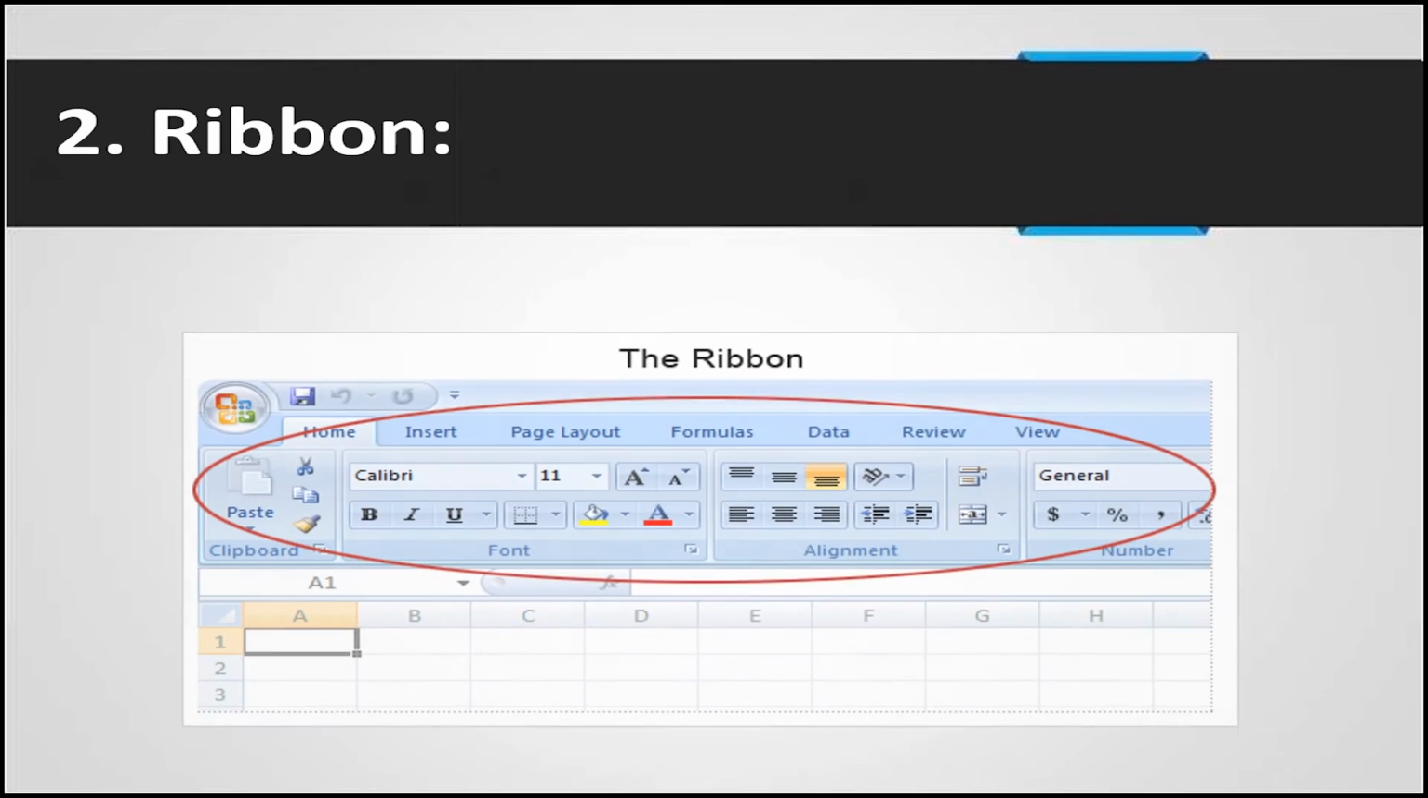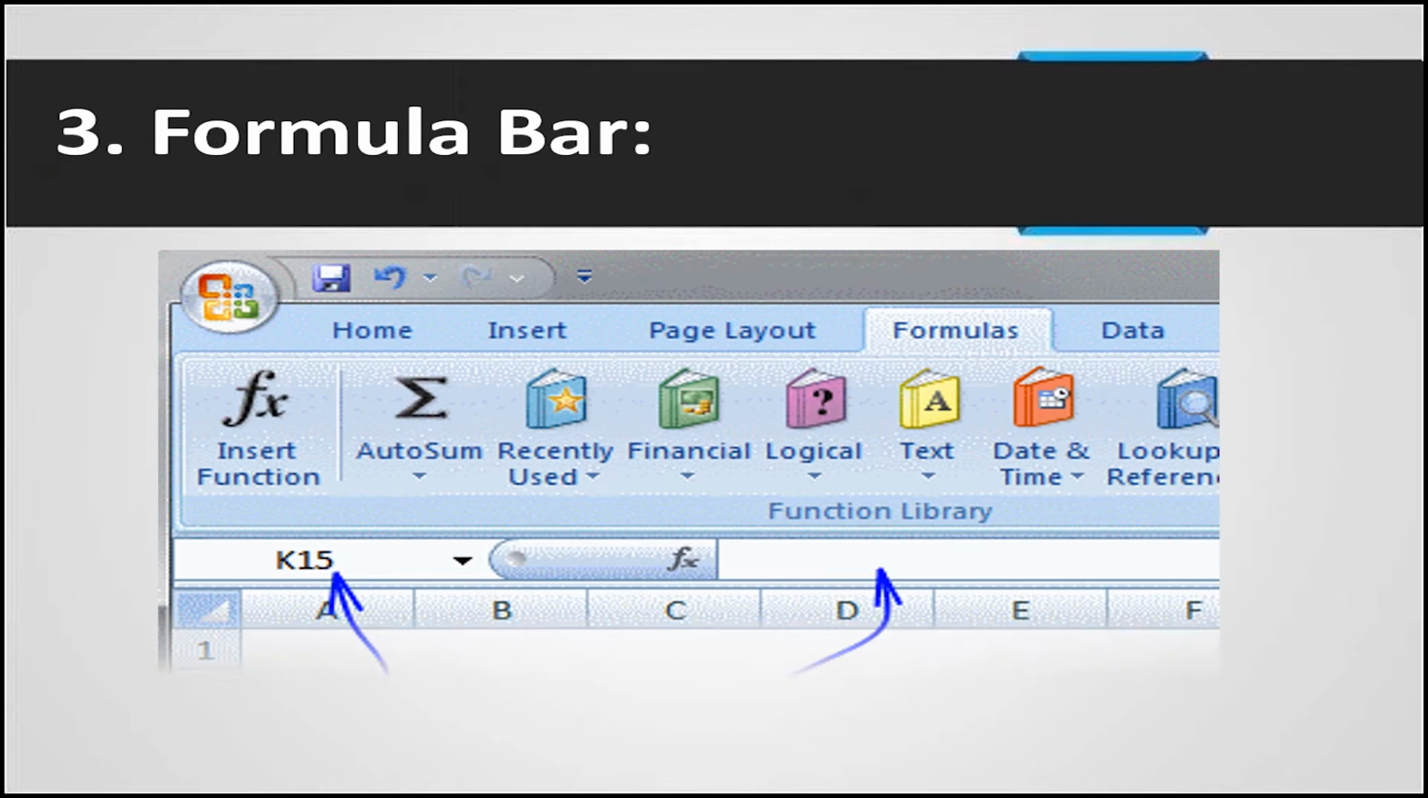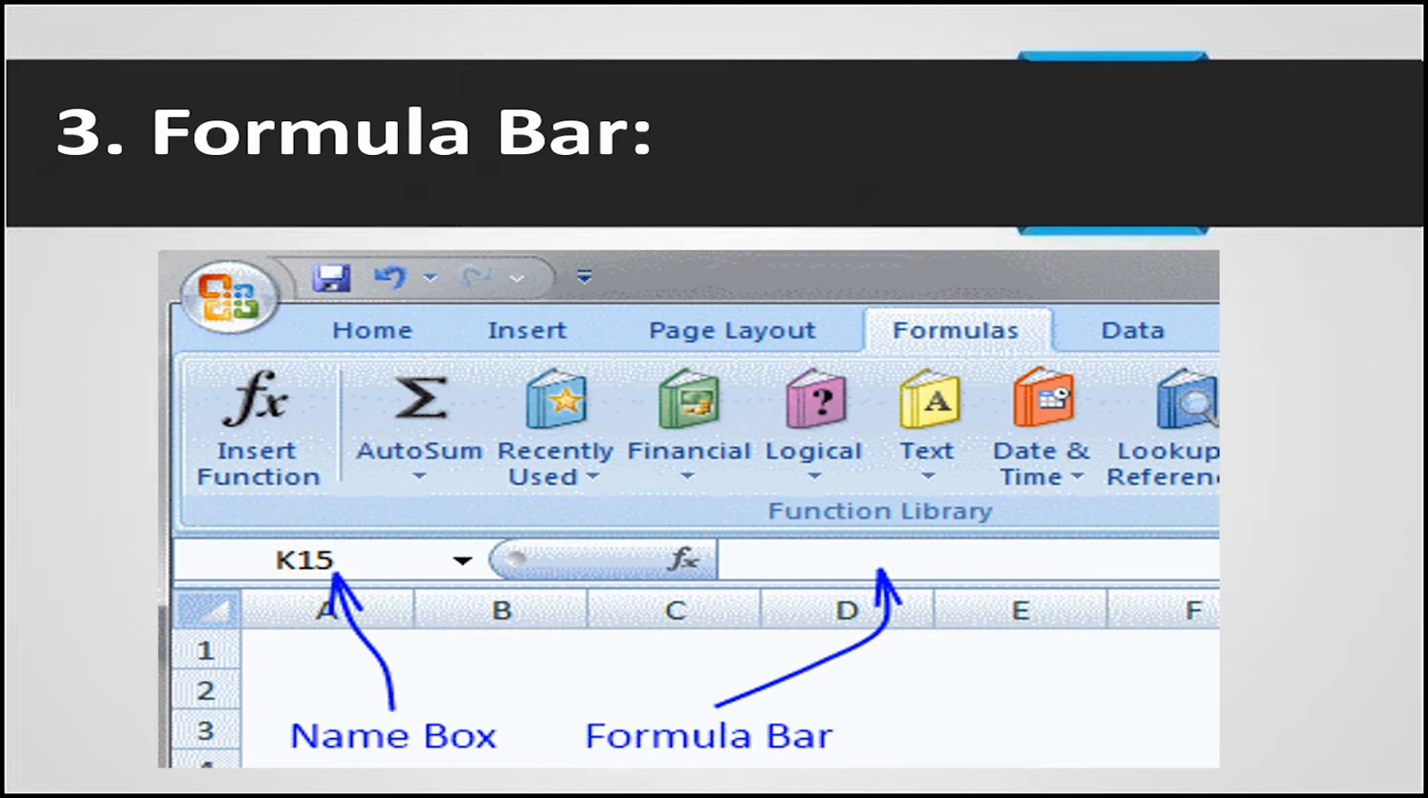Number 2, Ribbon. The ribbon is like an expanded menu. It depicts all the features of Excel in easy-to-understand form. Since Excel has many features that are grouped in several tabs, the most important tabs are Home, Insert, Formulas, Page Layout, and Data. Number 3, the formula bar. This is where any calculation or formulas you write will appear. You will understand the relevance of this once you start building formulas.